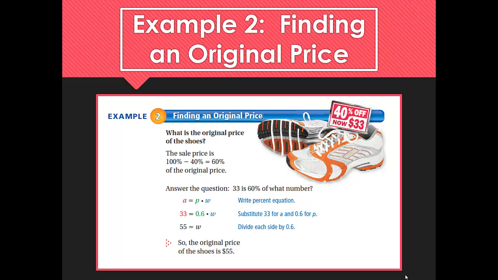Now we can solve this by dividing both sides by 6/10, and that will then solve for W, and 33 divided by 6/10 is 55. So the original price of the shoes is $55.